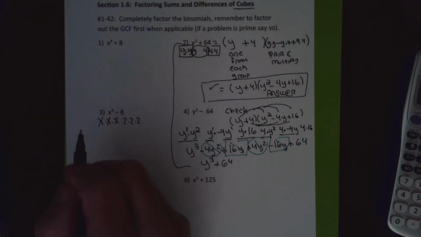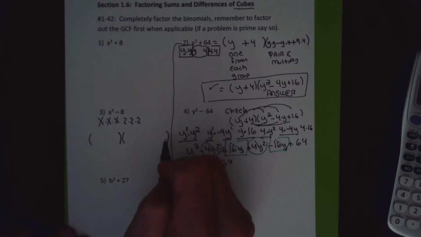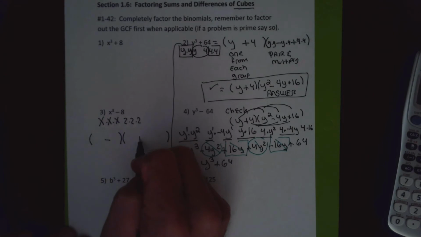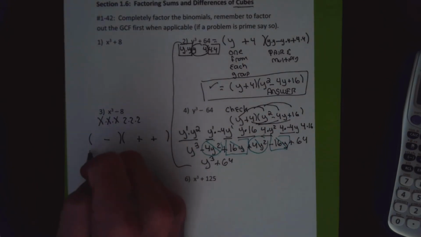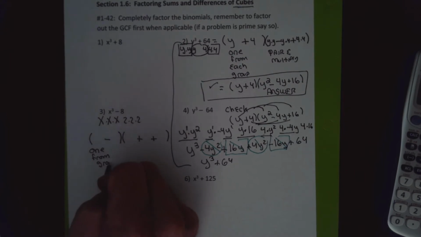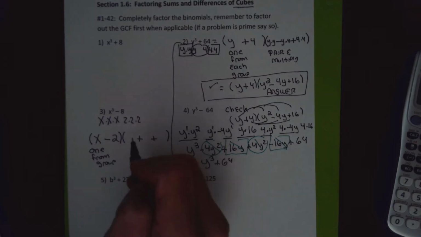I'm going to factor this. I'm going to create 2 parentheses. First parentheses has 1 sign, it gets 2 terms. Second parentheses has 2 signs. In the first parentheses, I get 1 from each group. The nice thing about these cubes is they factor identically except for the signs. So 1 from the group of x's, 1 from the group of 2's.